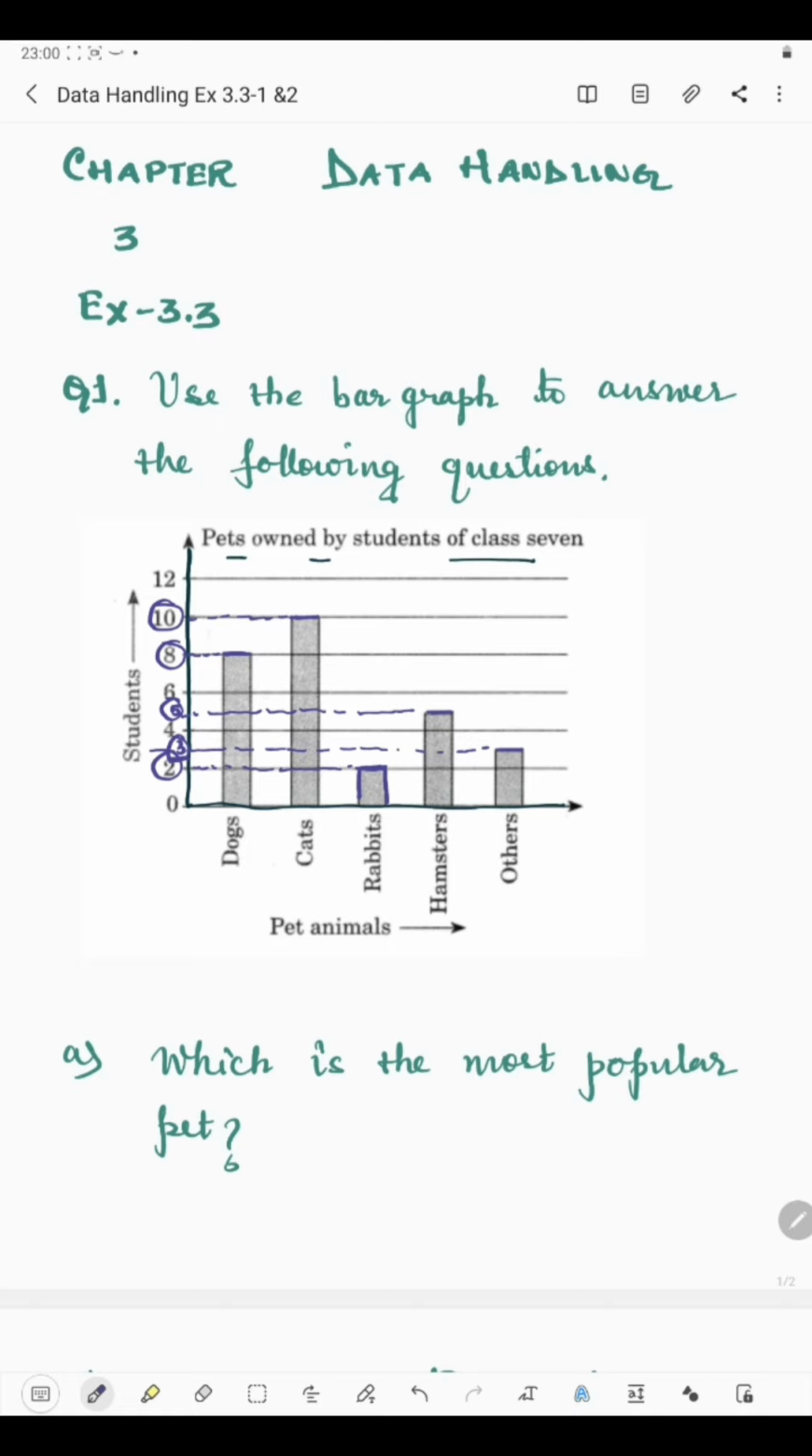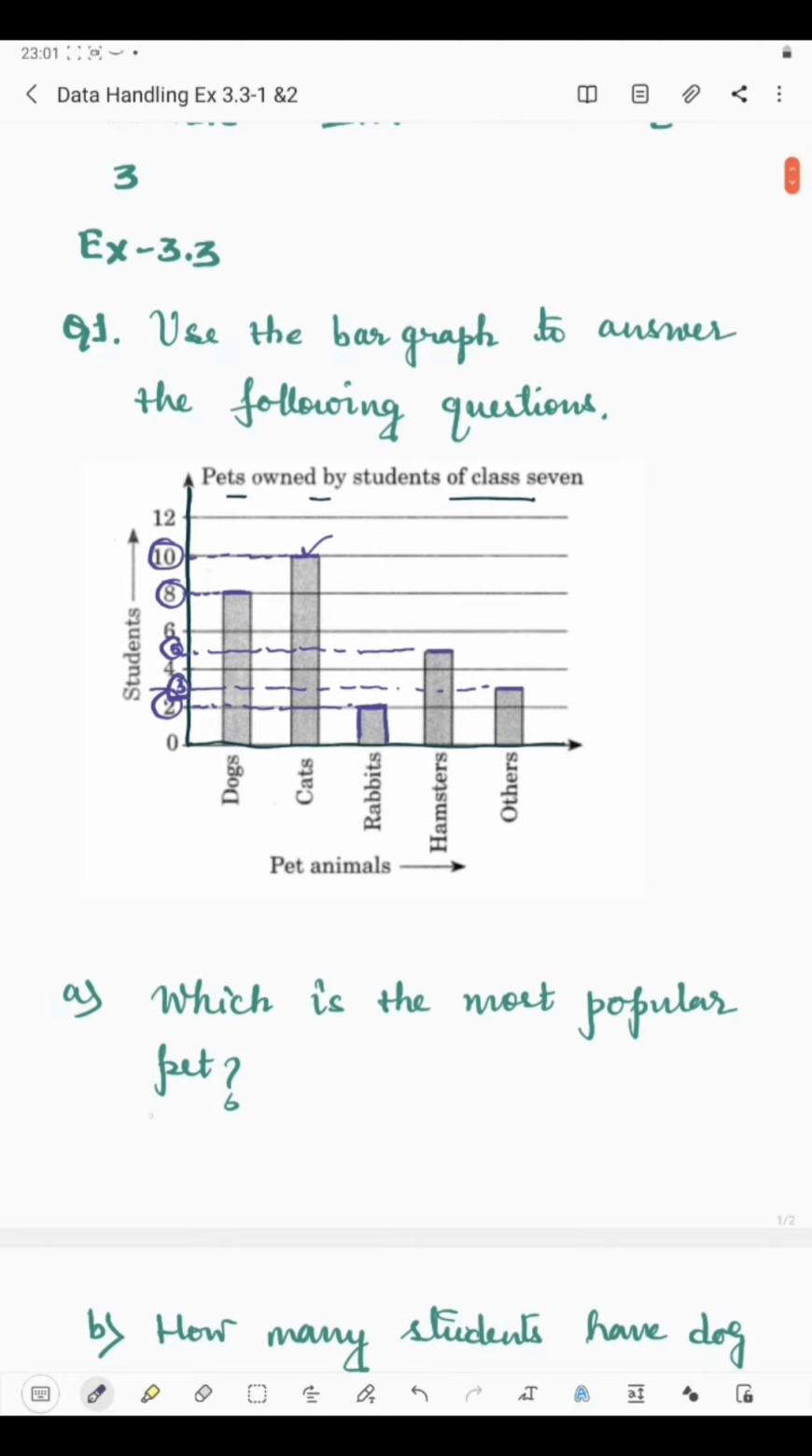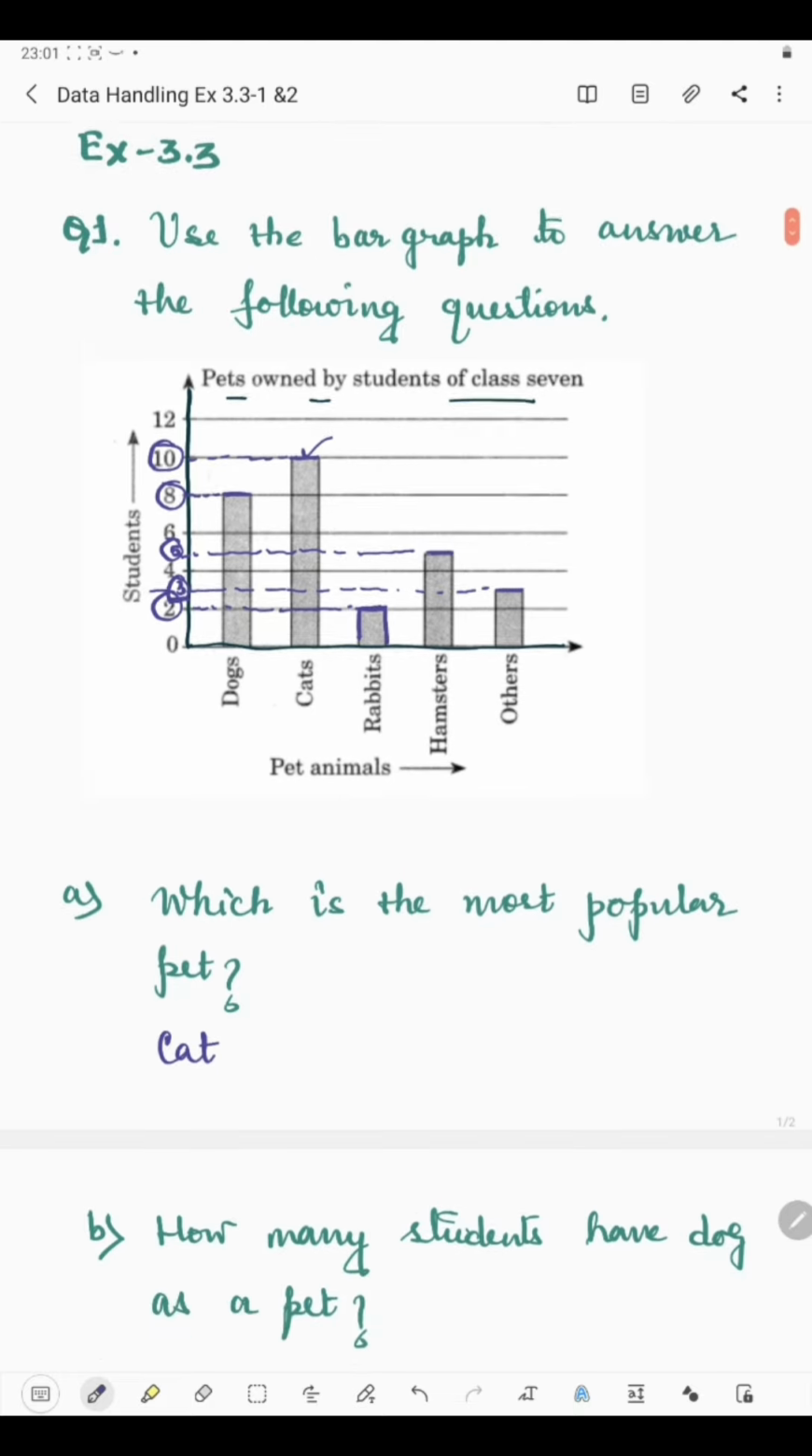Now in the first part we have which is the most popular pet. Among these, which is the tallest bar? This is the tallest bar, and this bar represents that 10 students have cat as a pet, which is the highest among these, right? So which is the most popular pet here? It's cat.